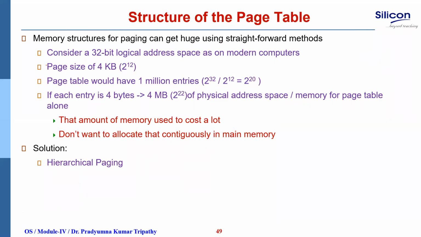Okay, the memory structure of the page table in paging can get huge with the straightforward method. Suppose we have a 32-bit logical address. Page size is generally 4 KB. 4 KB is 2 to the power 2 into 2 to the power 10, which is 2 to the power 12 bytes. So how many entries will be there? This is a 2 to the power 32 logical address space.